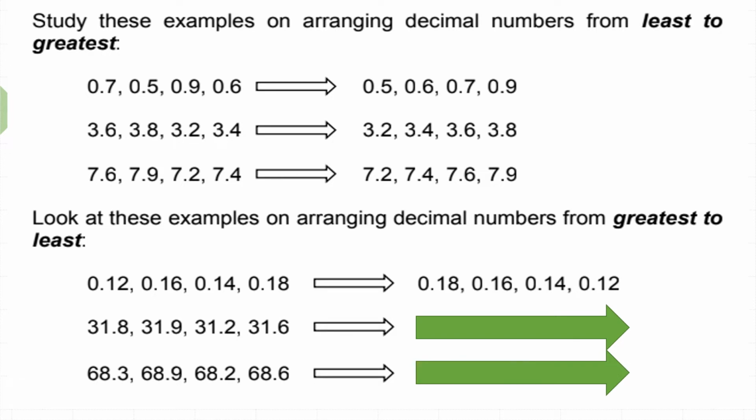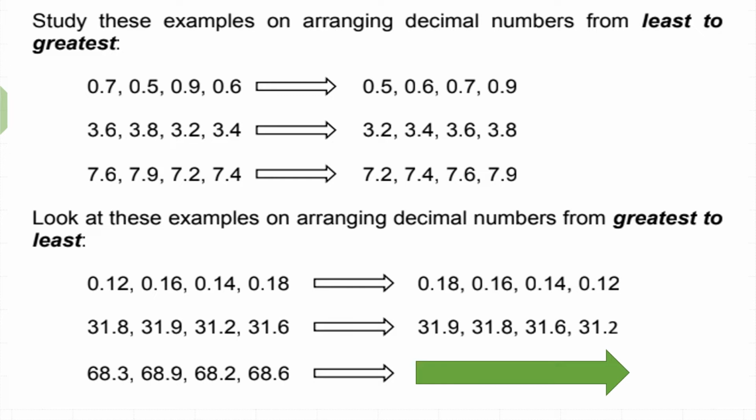Next example is 31 and 8 tenths, 31 and 9 tenths, 31 and 2 tenths, 31 and 6 tenths. Since the whole number 31 is all the same, look for the number in the tenths place after the decimal point. Look for the biggest one, which is 31 and 9 tenths. So that is the biggest, and last is 31 and 2 tenths.